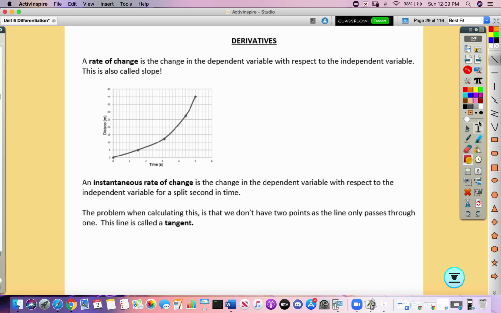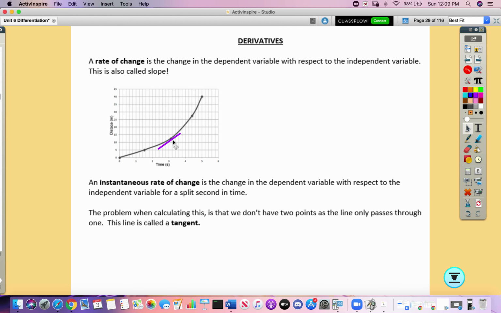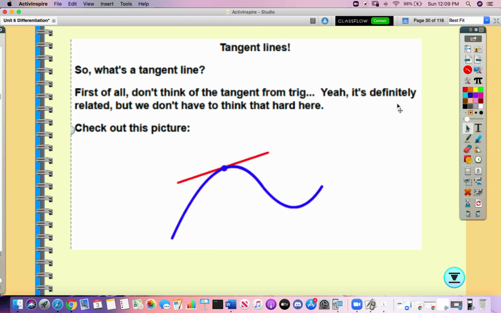Let me see if I can get a little line here drawn. That would be a nice tangent line. So right here, it kind of looks like at that point our graph is just about to start shifting into a more positive, a steeper positive direction. So that might be my slope at that particular point. That line that I just created is called the tangent line, that slope at the point. So what is that tangent line?